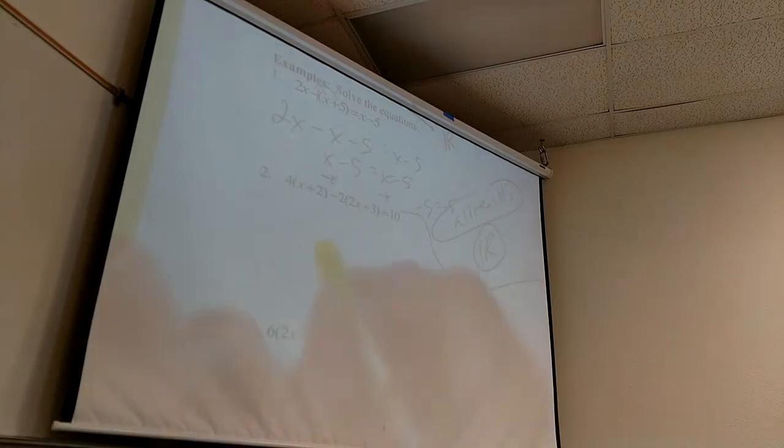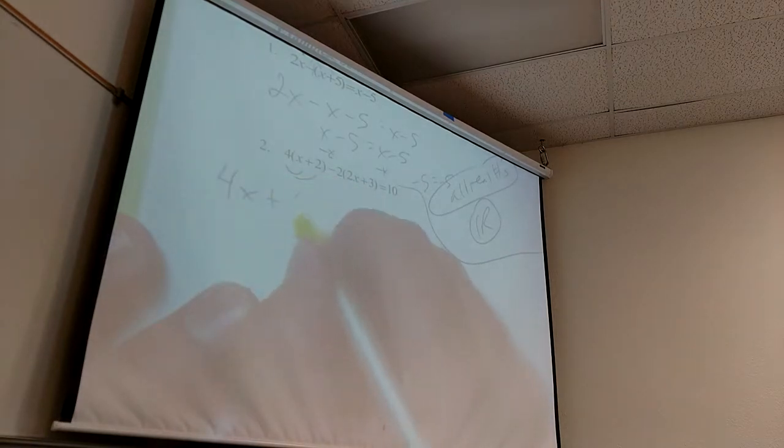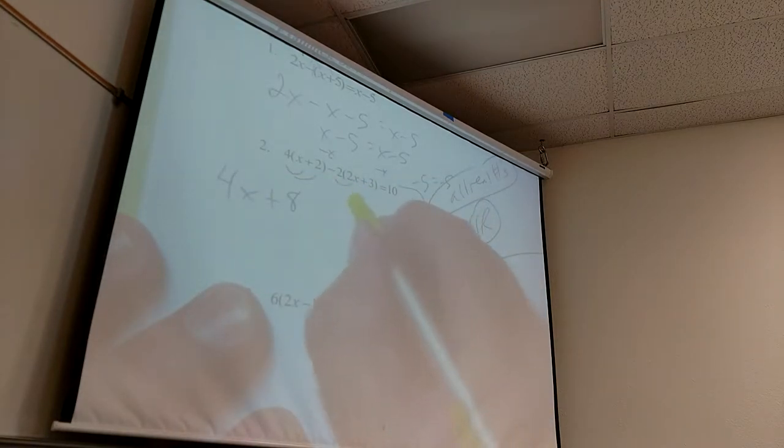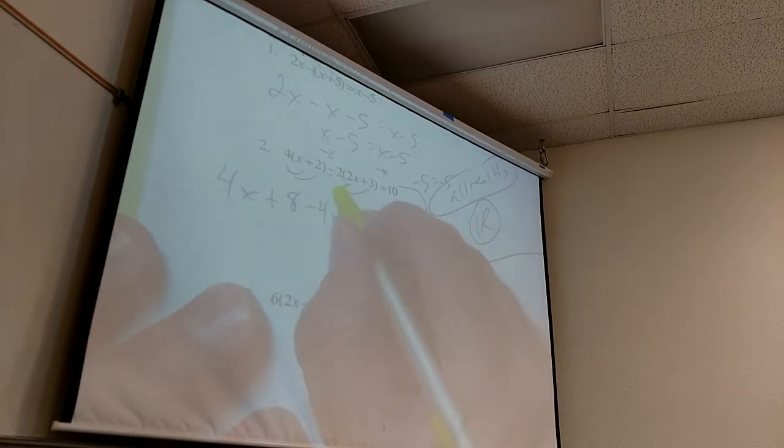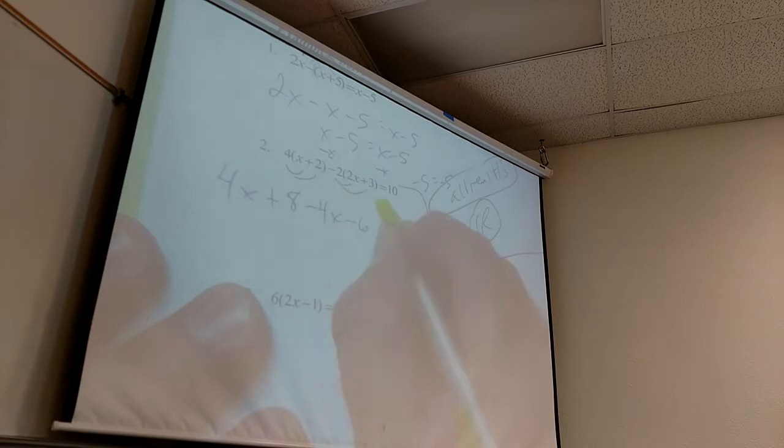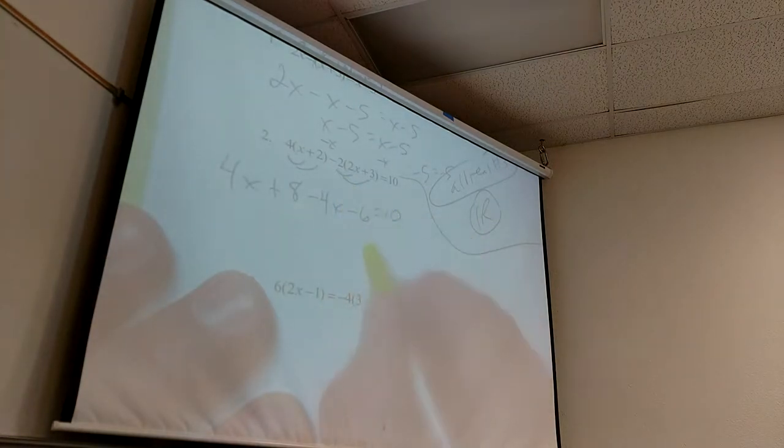So what about this next one? You guys got this one? Let's see. What do you get here? 4x plus 8. The negative 2 goes through. Minus 4x. Careful. And then minus 6 is negative 2 times 3. Minus 6. Minus 3. So negative 2 times 3 is negative 6. Is that cool? Why is it in the negative?